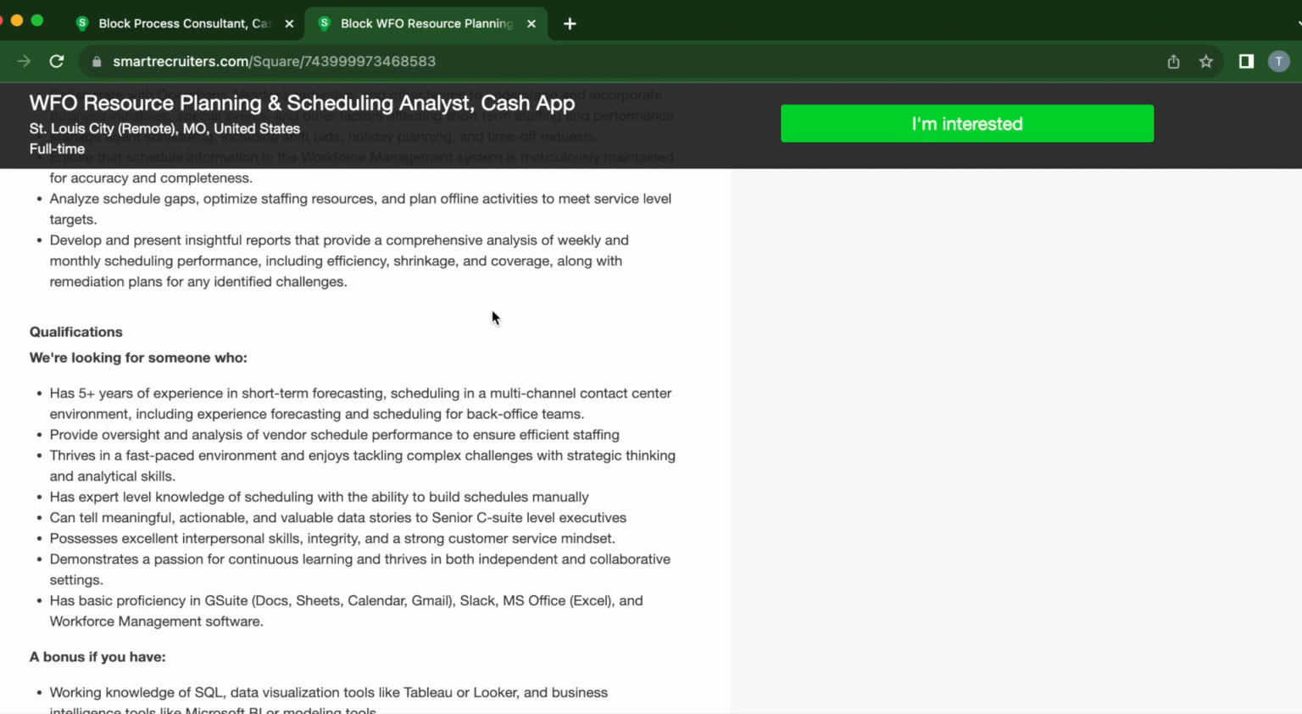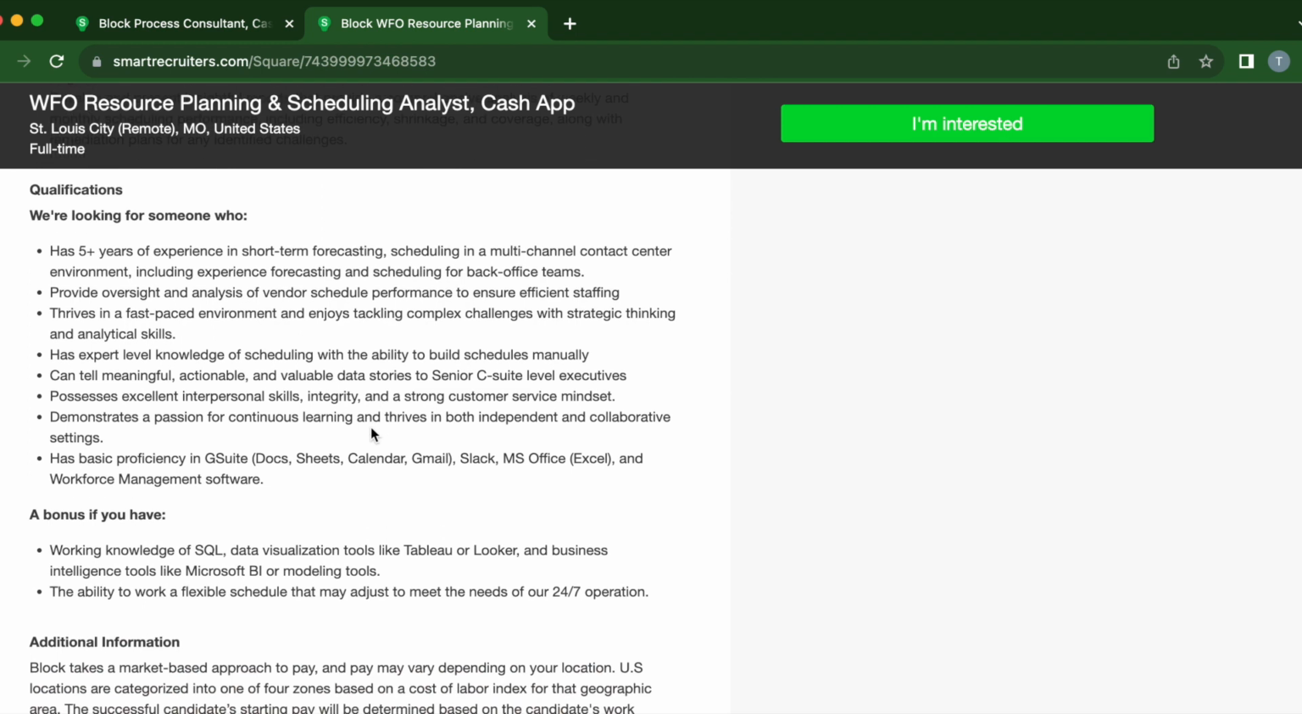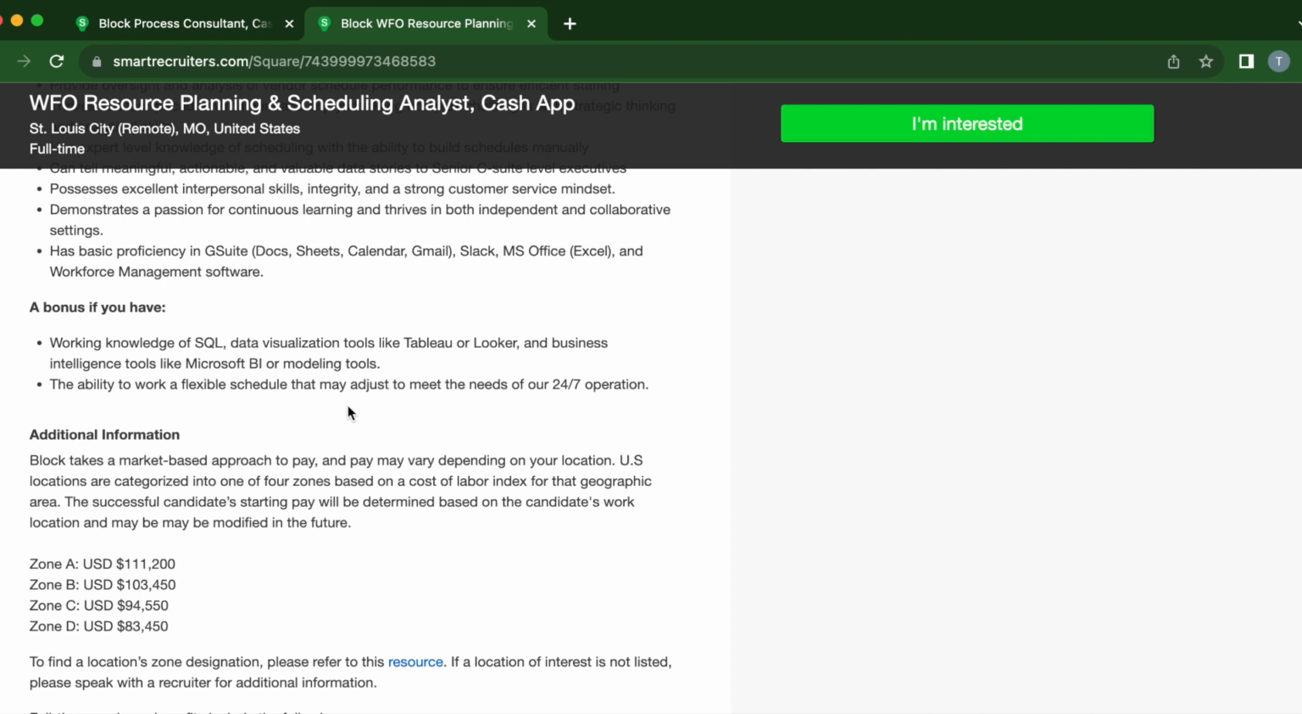Some of the qualifications are 5+ years of experience with short-term forecasting and scheduling in a multi-channel contact center environment, including experience forecasting and scheduling for back office teams. Provide oversight and analysis of vendor schedule performance and ensure efficient staffing. Thrives in a fast-paced environment and enjoys tackling complex challenges, with strategic thinking and analytical skills. Some of the bonuses that you should have are working knowledge of SQL and data visualization tools, and the ability to work a flexible schedule that may adjust to meet the needs of operations 24/7.